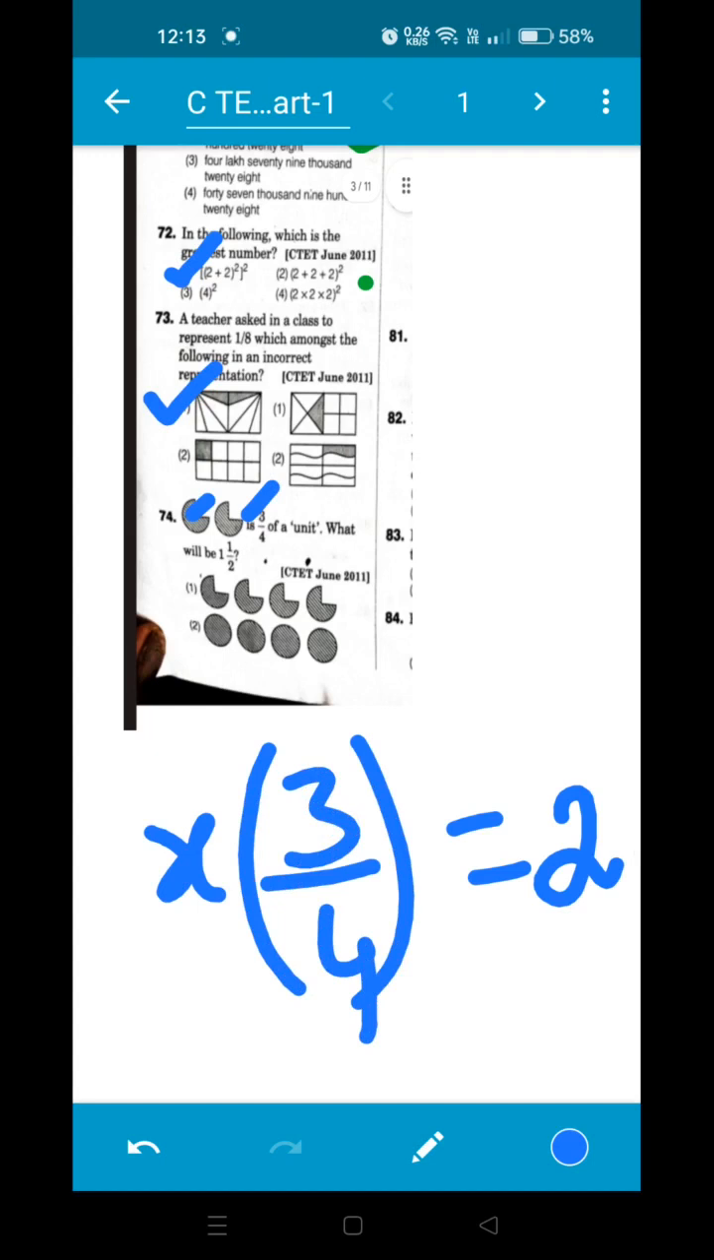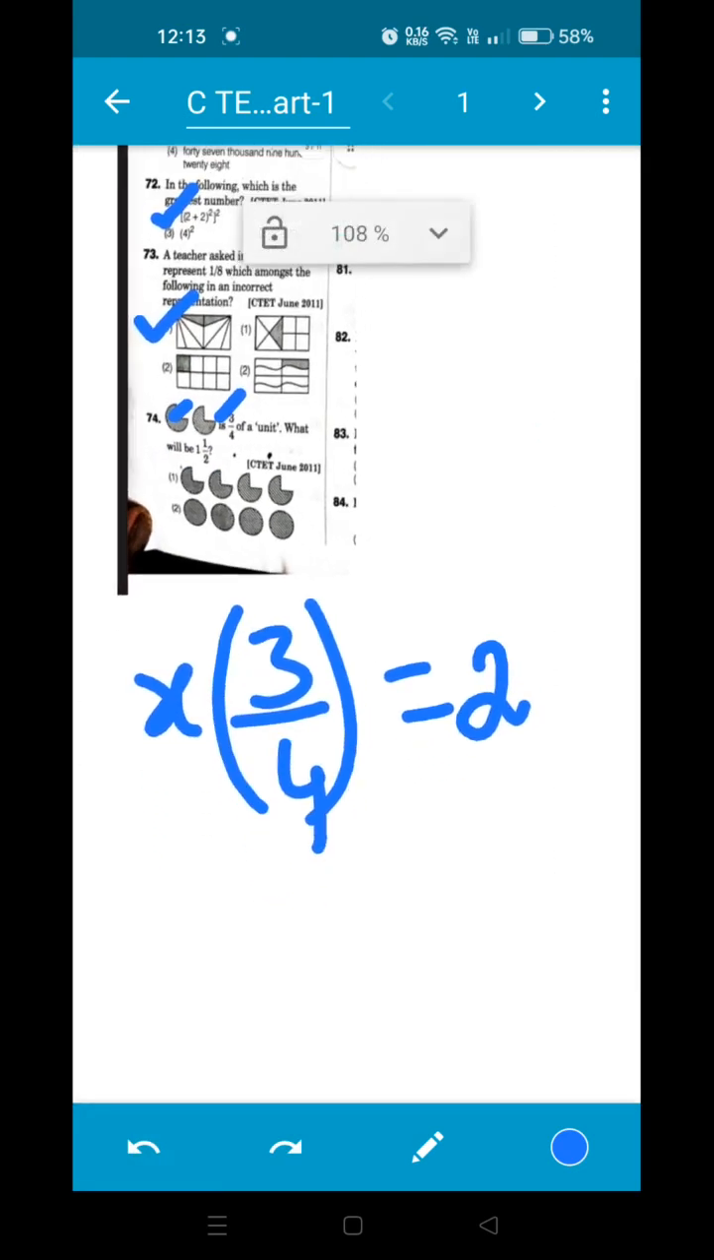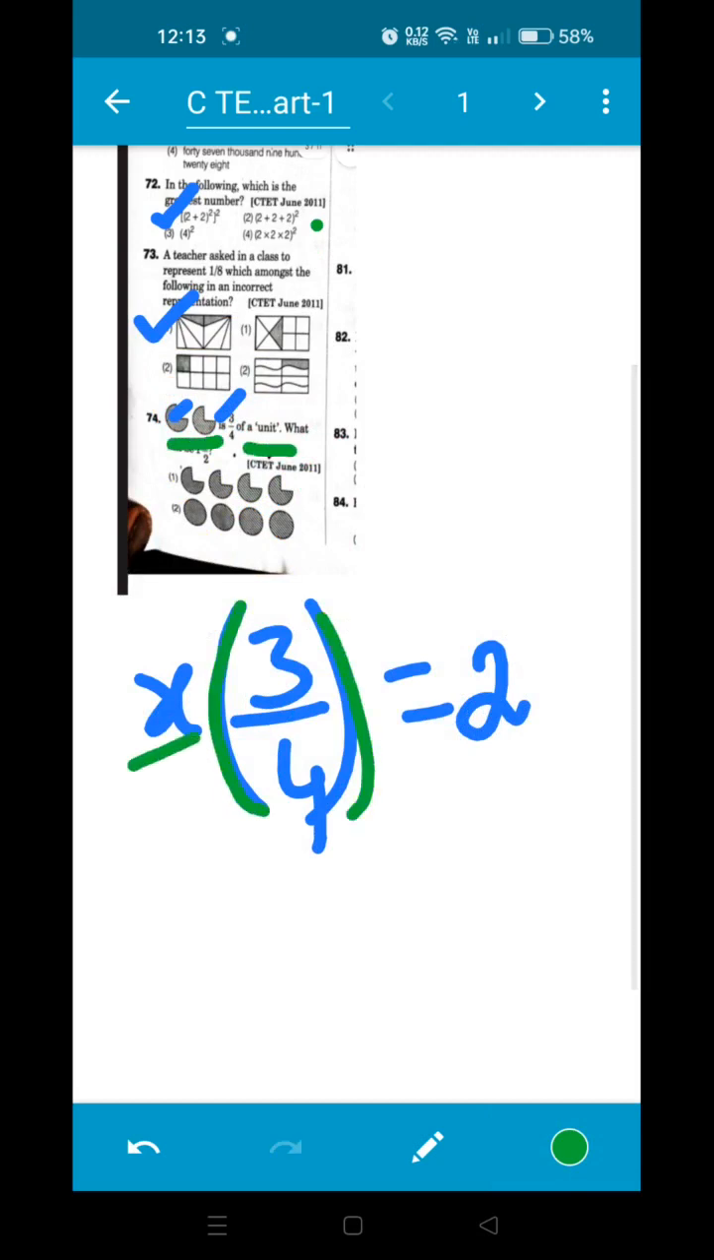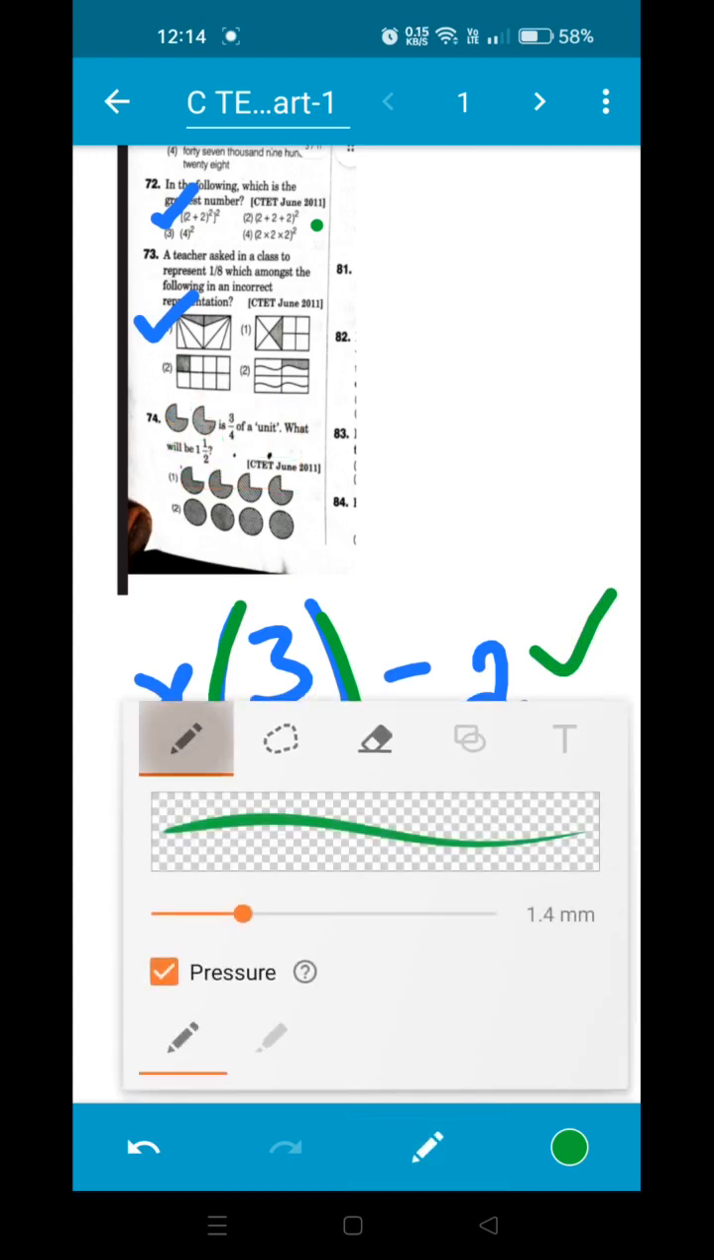Now we have to find what is 1 and a half. That means we should find 1 and a half of the X value. To find that we have to know what X is. The question gives two parts, and these two symbols are represented as 3 by 4 of a unit. Now the question is what is 1 and a half, which means we have to find 1 and a half of X.